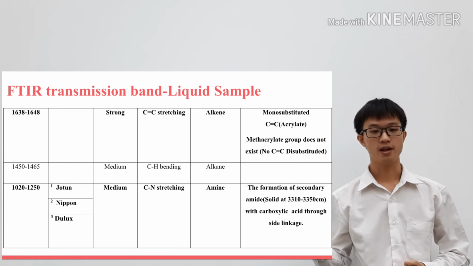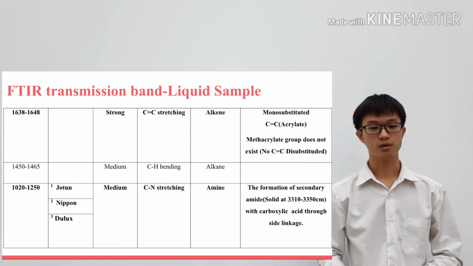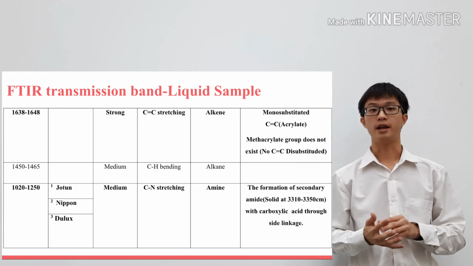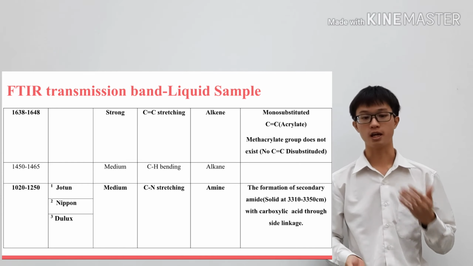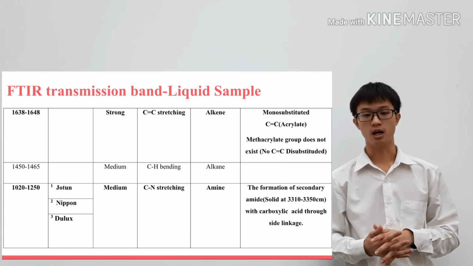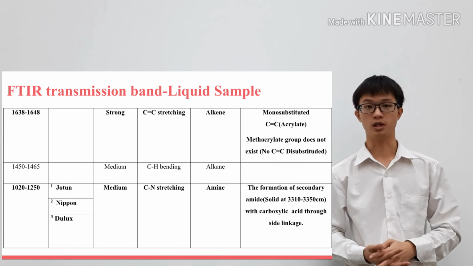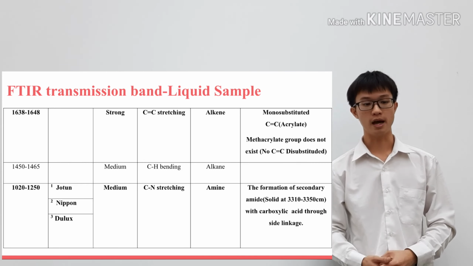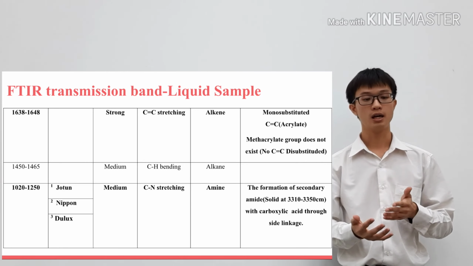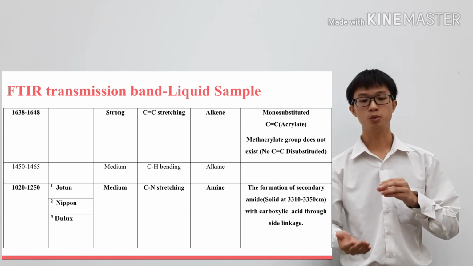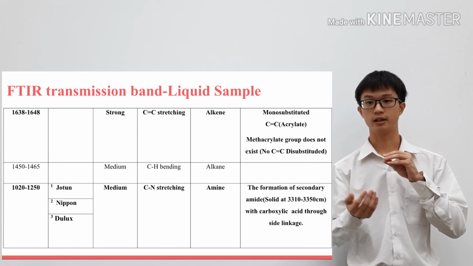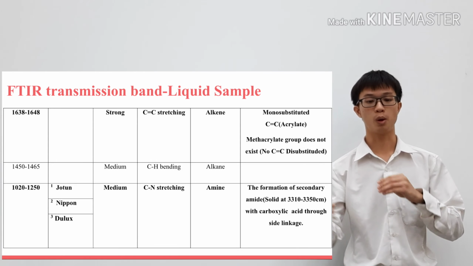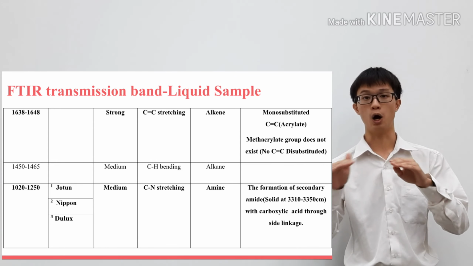So in this slide, we can see that there's a C=C double bond, which is shown as alkene. It is a mono-substituted C=C double bond, which proves that acrylic is used instead of methacrylate, because methacrylate has a C=C double bond but with di-substituted nature. Also we have C-N, which is an amine group, and Jotun in this case has a higher amine group than Nippon Paint, which is why Jotun obtained the highest Tg from these bonds, which is why the Tg between Nippon and Jotun are almost the same.